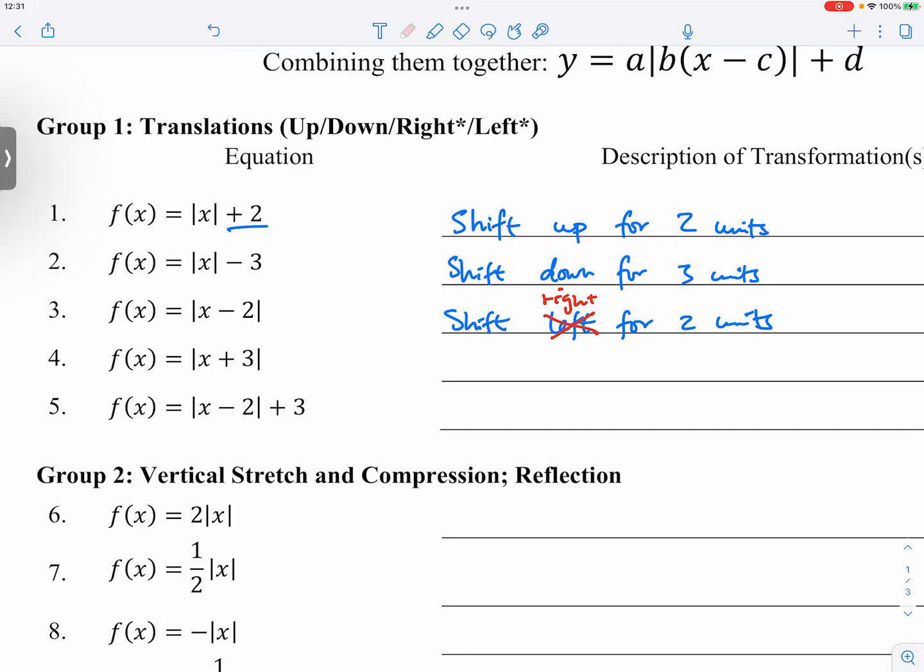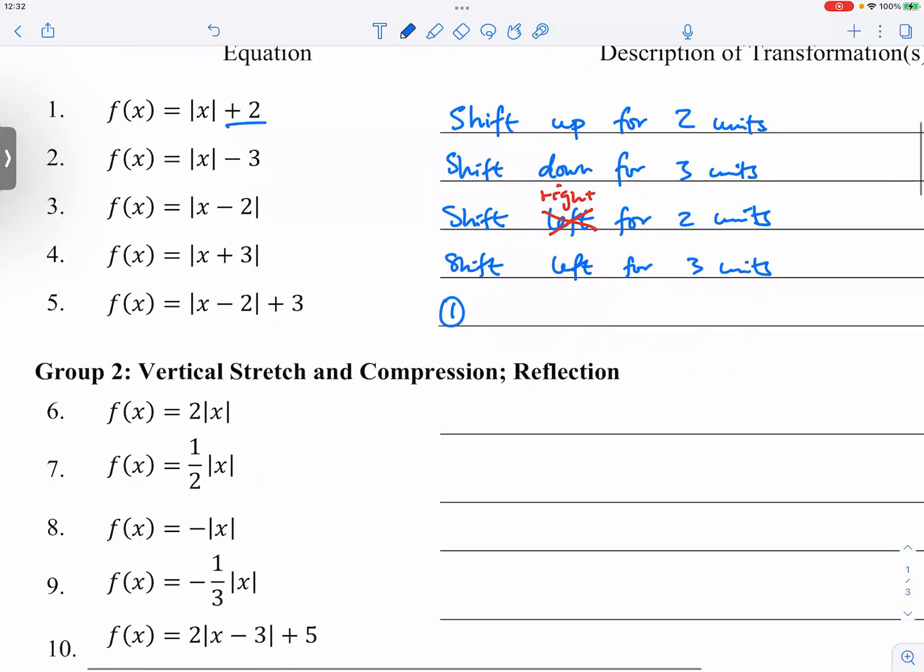And then we have number 4. Shift to the left for 3 units. So you need to understand that your gut is going to tell you something, and you will have to learn how to command your gut. All right, you gotta put knowledge into your gut. So now number 5, we're combining things together. Now you're gonna have to write things in order. So we have 2 transformations here, and we have to write them in order. So which one starts first? Yeah, shift to the right for 2 units.